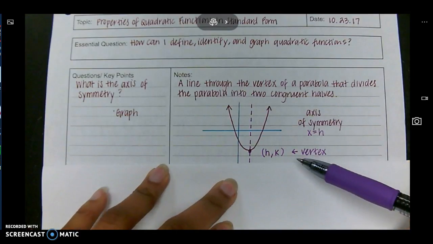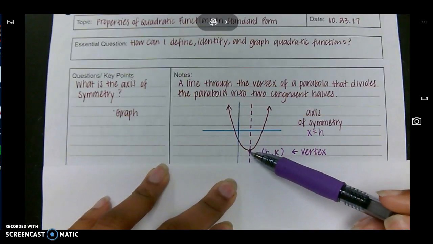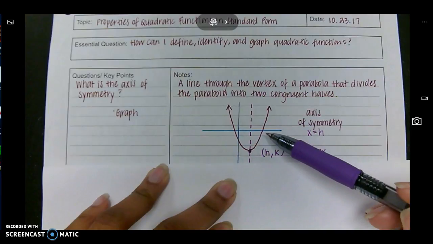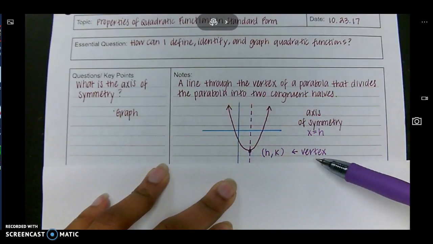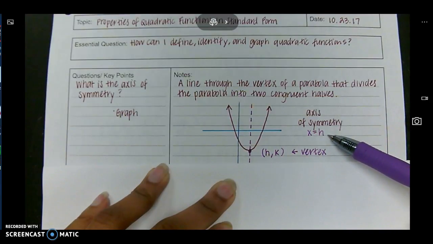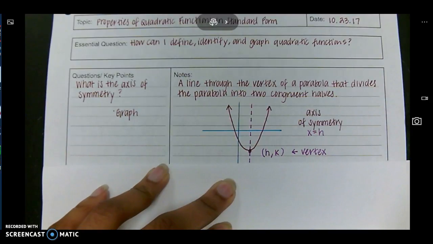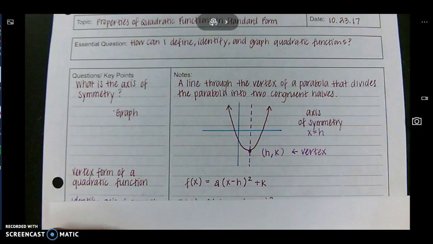And your vertex is always known as h, k. This just represents two constants, two numbers in place for your vertex. So it can vary. It can be any number, depending on where the parabola is positioned in the graph. Okay? And your axis of symmetry is known as x equals h. So if you find out what h is, then chances are you have found the axis of symmetry. Okay? So, moving right along.